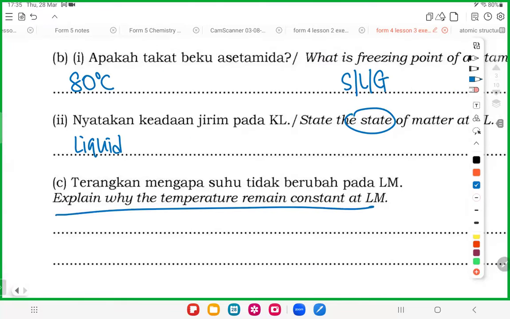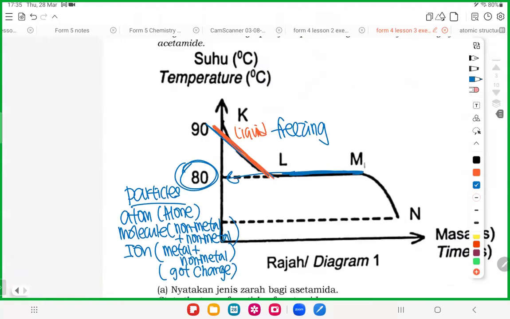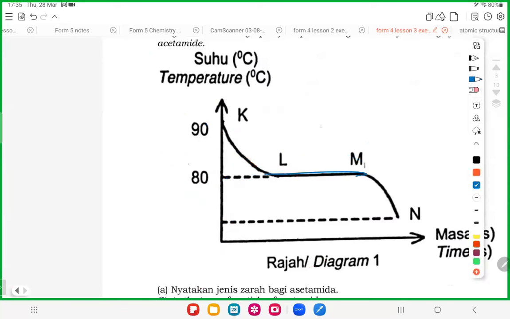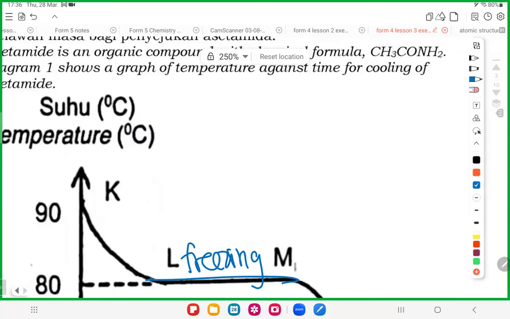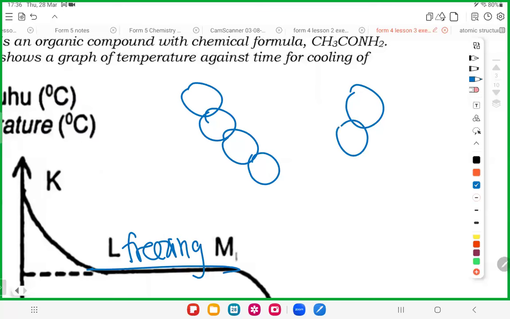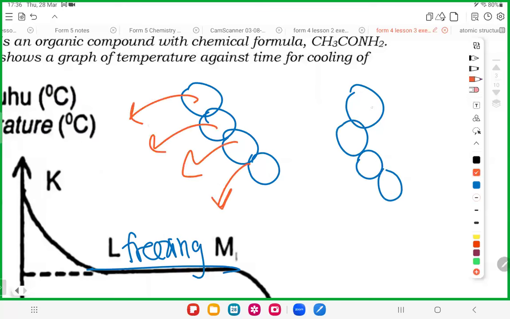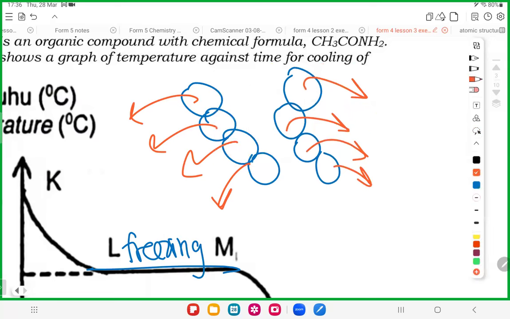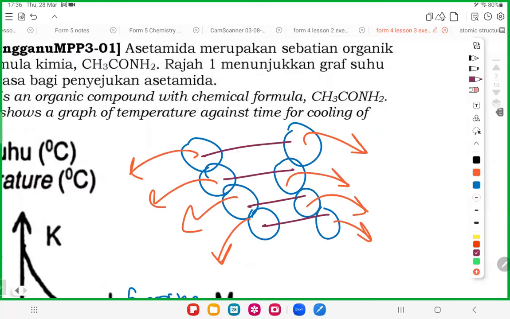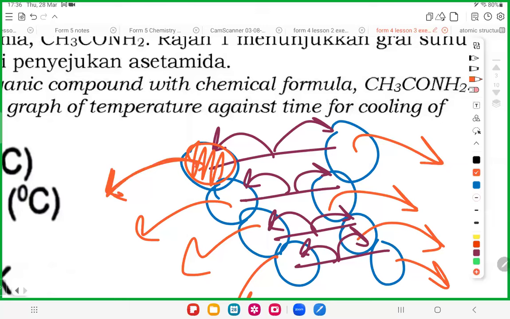Why does the temperature remain constant at LM? Remain constant means no change. LM is here. This is where the freezing is ongoing. So we learned just now, why during the freezing process, the temperature didn't change? Remember freezing, what happened? Liquid particles throw away some energy to the surrounding. But at the same time, the liquid particles join together to form a solid. When they join together, this joining gives back energy to us. So the particles throw some energy to the surrounding, but get back some energy afterward. So the total energy of the particles didn't change. When the particles didn't change the energy, the temperature won't change.